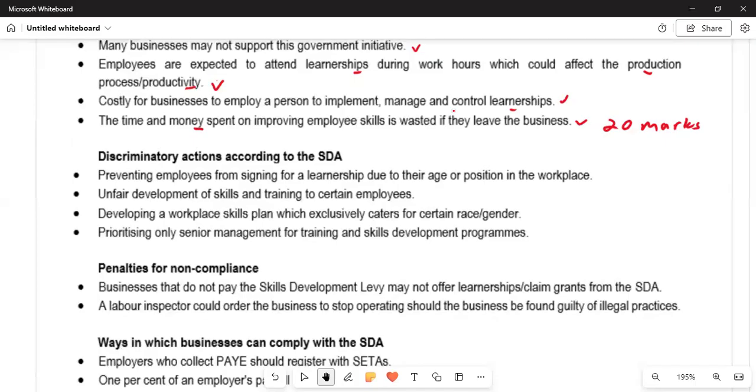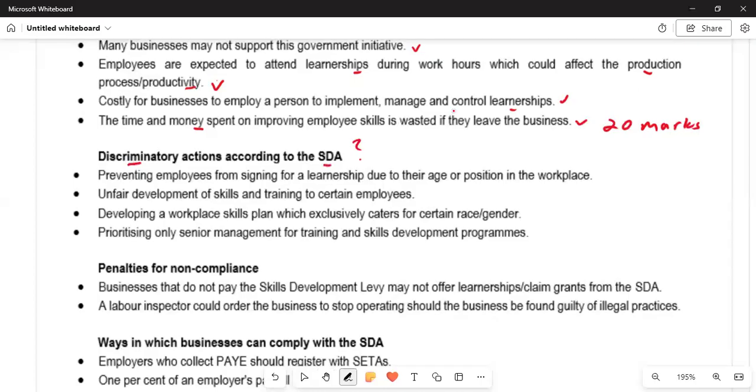So now we are to go to discrimination according to this act, the SDA, Skill Development Act. Preventing employees from signing up for a learnership due to age or position in the workplace is discrimination. Unfair development of skills and training to certain employees, if there is such unfairness, that is discrimination.